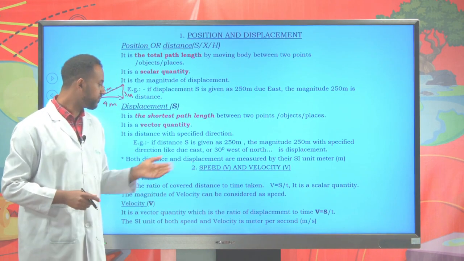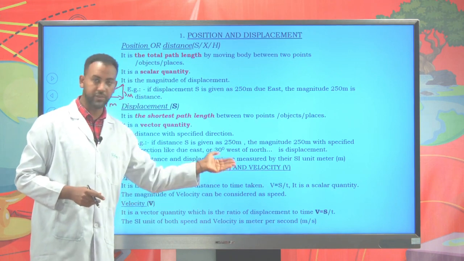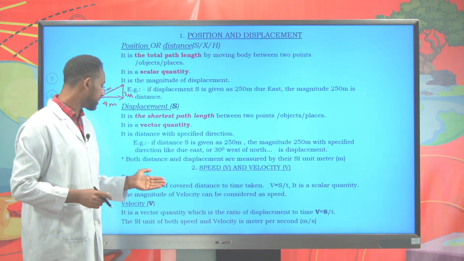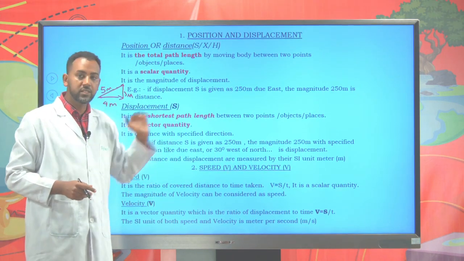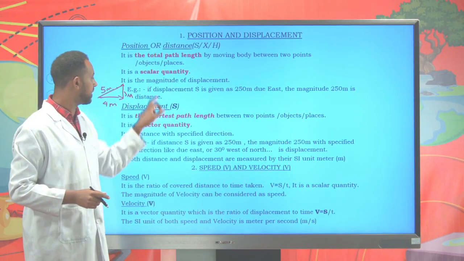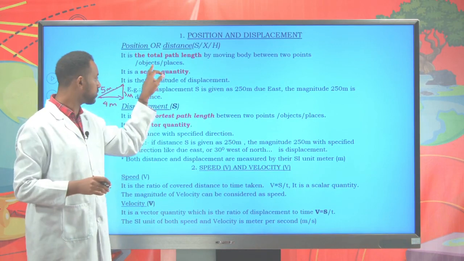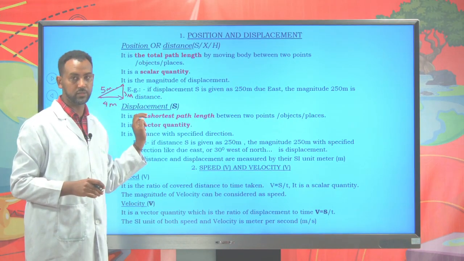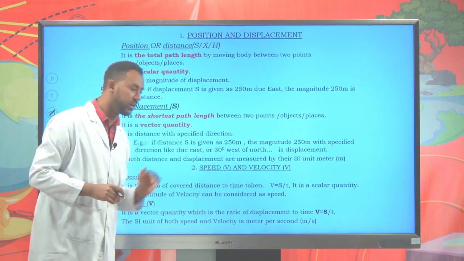And the other parameters are speed and velocity. Speed is the ratio of distance to time. Because we have said that distance and displacement have a difference, this one is a scalar quantity, this is a vector quantity. The same is true for speed and velocity.